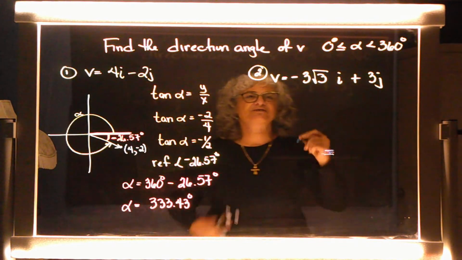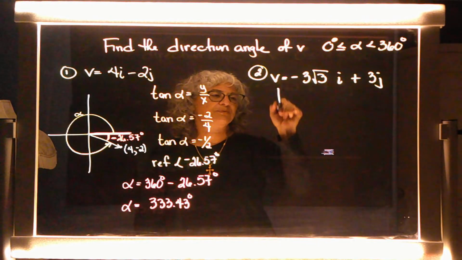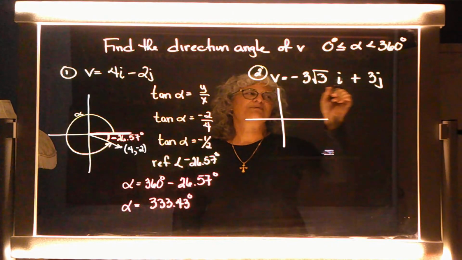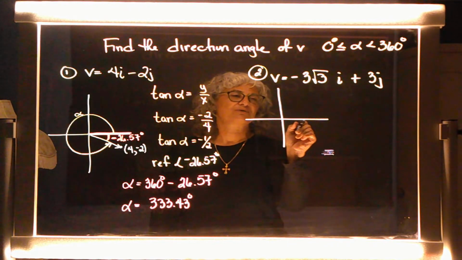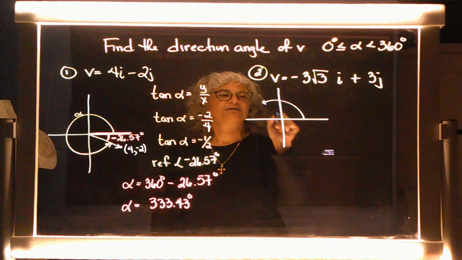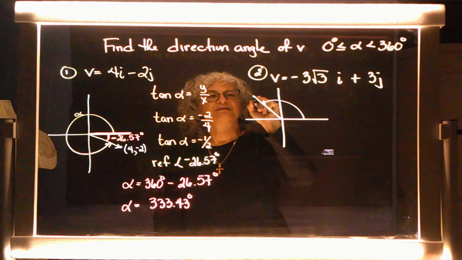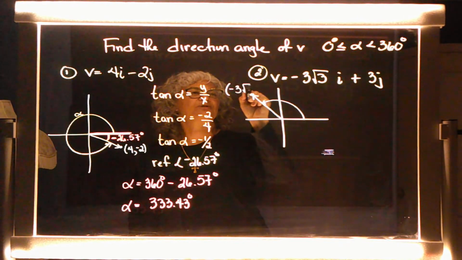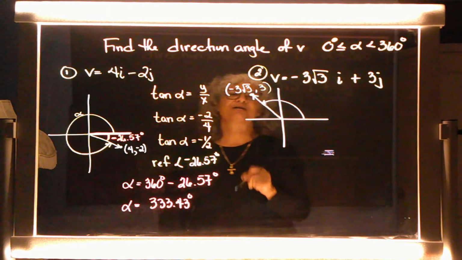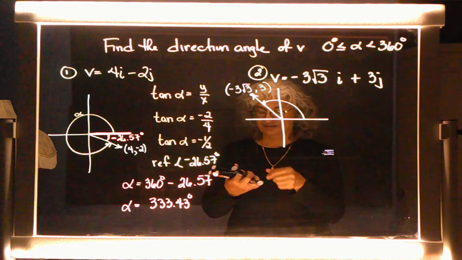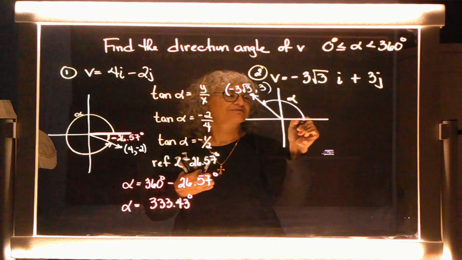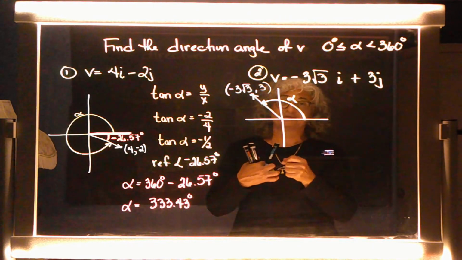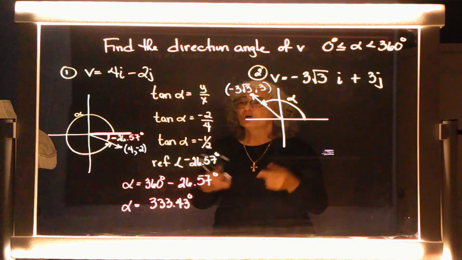So same thing, I'm going to draw this so we can see it a little bit better. So my x is a negative 3 root 3 and my y is a positive 3. So that tells me I'm over here at this point, negative 3 root 3 comma positive 3. I'm in second quadrant, aren't I? And this is alpha from the positive side of the x-axis to that vector. Okay.